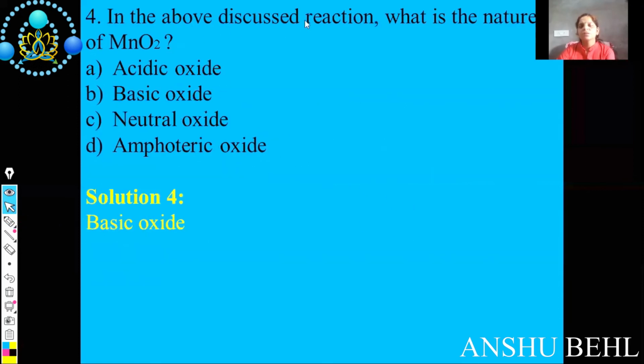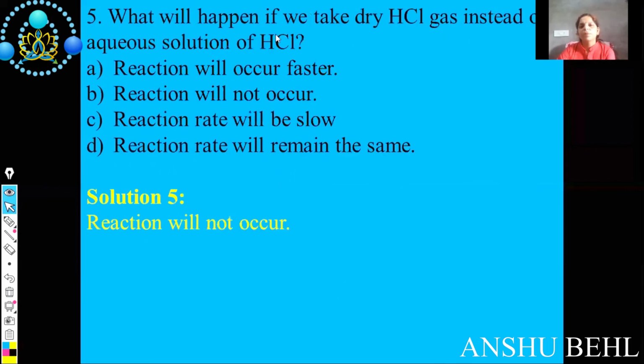In the above discussed reaction, what is the nature of MnO2? Manganese oxide, that is a metal oxide. Metal oxide is basic in nature. What will happen if we take dry HCl gas instead of an aqueous solution of HCl? There would be no reaction because we know HCl can be broken up into ions in aqueous medium only. Without aqueous medium, it will not react. Thank you, children.